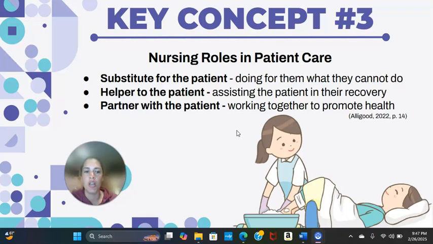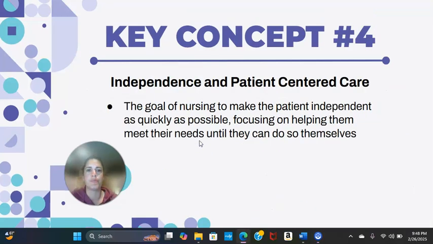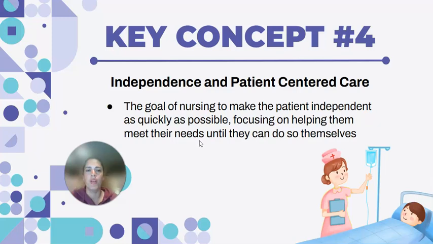We're making sure that all of their needs are going to be met before they go home so that they can be completely independent. Do they need a walker? Do they need some home health? Do they need more education? Are there new meds that they have that they don't know about? Do they have a new disease that we should be educating them on? Like I said, independence and patient-centered care. The goal is to make the patient as independent as possible and as quick as possible.